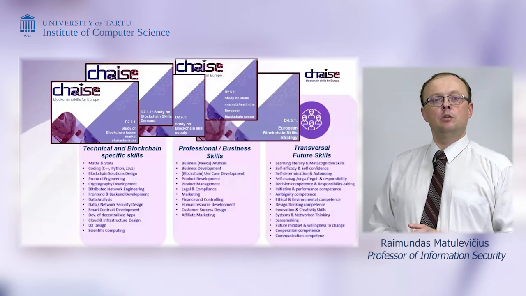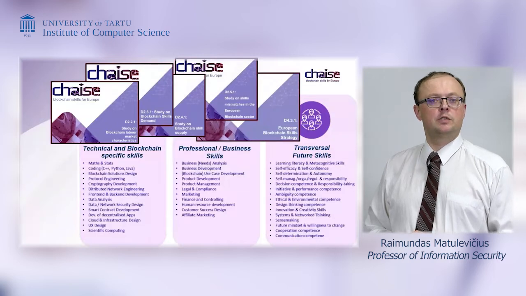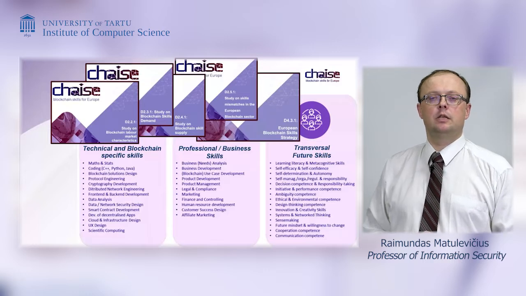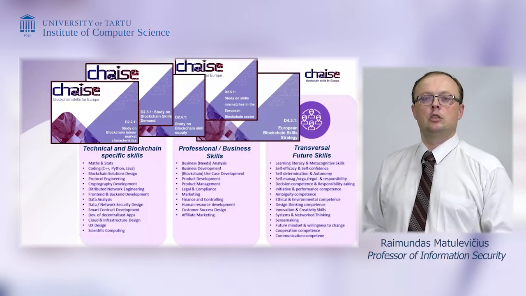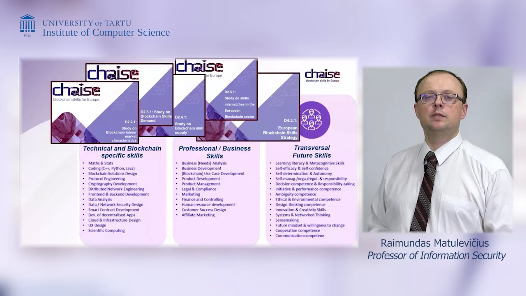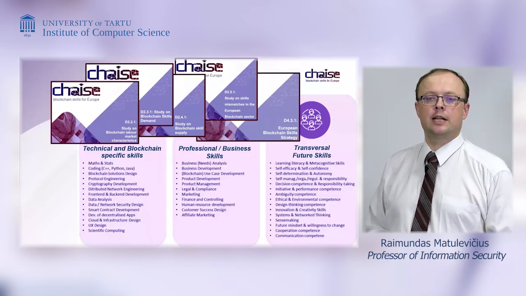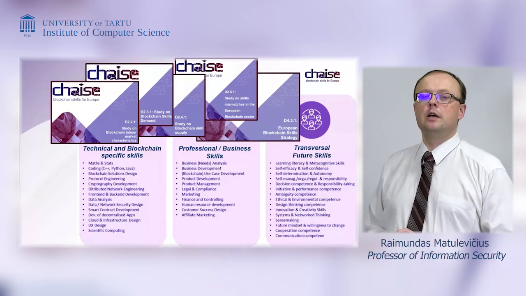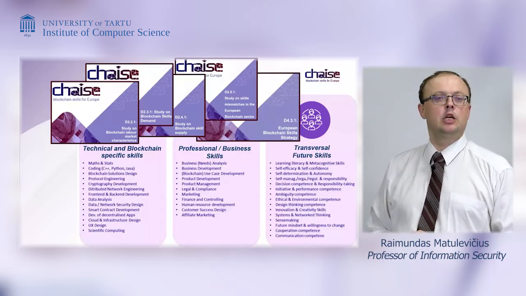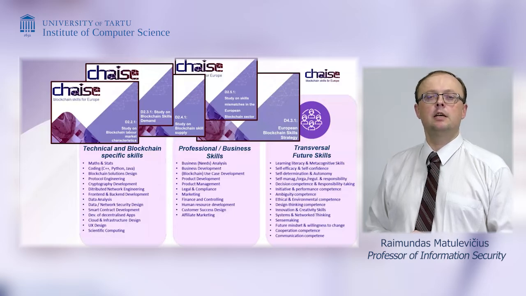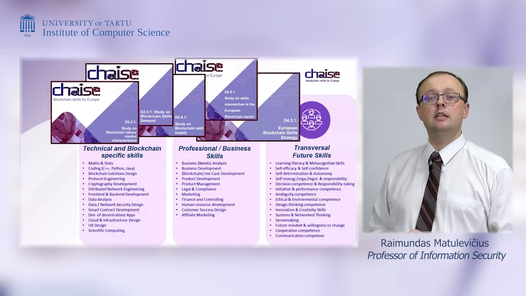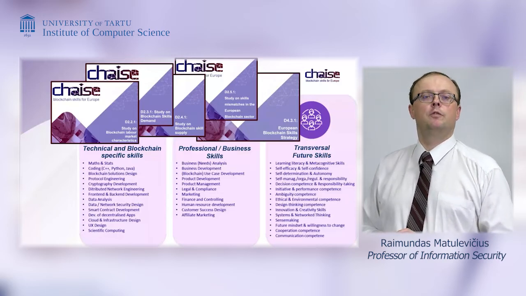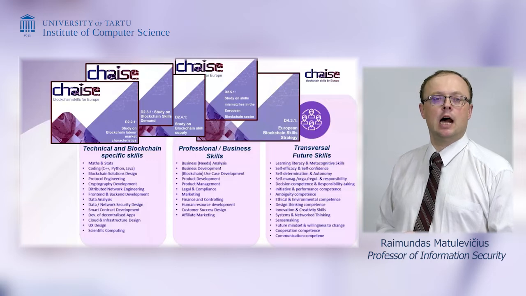So, learning outcomes were developed based on the previous deliverables from the CHAISE project. This included the study of the blockchain labor market, the study of the supply of the skills, and also the study of the European blockchain skills strategy. The previous deliverables have highlighted the importance of three different types of skills: technical and blockchain specific skills, professional and business skills, and transversal skills. And this was a very important input for defining our learning outcomes.